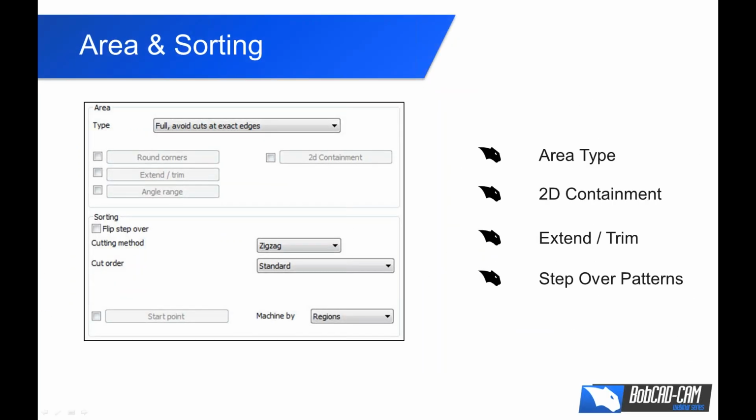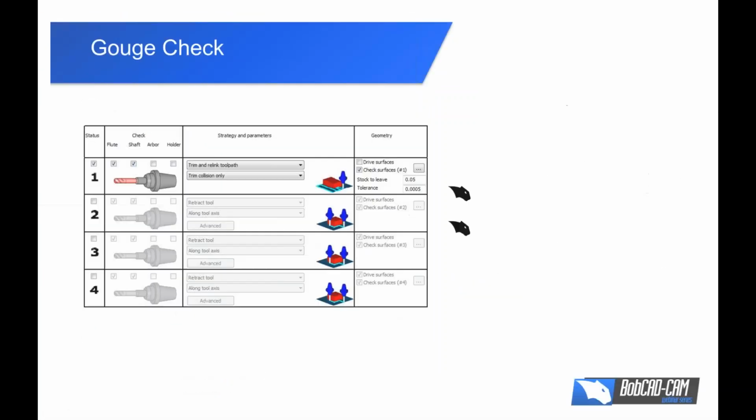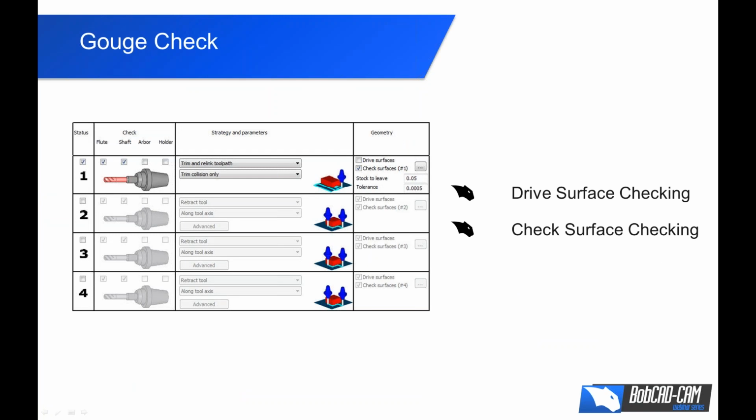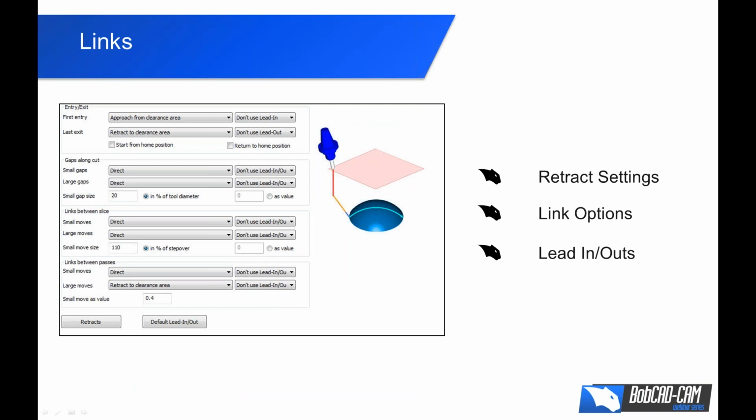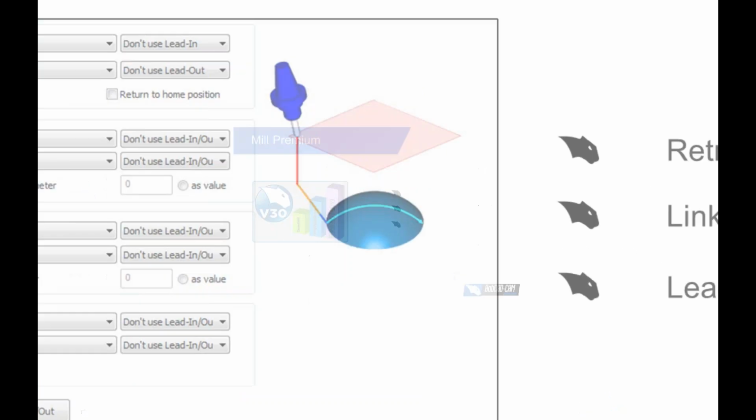In addition, we're going to go through the area and sorting. This is going to be the area type, 2D containment, extend and trim, and step over patterns, some of the different options that you have available. Now, I'll also go through the gouge check, talking about gouge check on drive surfaces or check surfaces and different ways you can use that. We'll also go into the links, the retract settings, the link options, and the lead ins and lead outs.